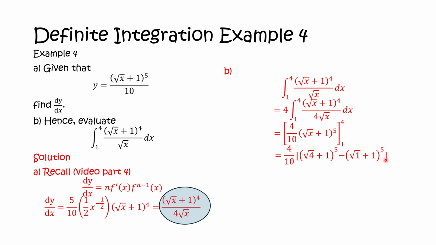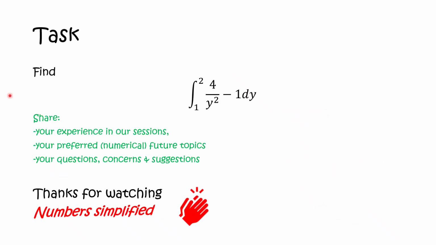Recall, we start with the upper limit, subtracting the lower limit. So in this case, we are going to have that, and then simplifying, we end up having 4 over 10 times 3 to the power 5 minus 2 to the power 5. And that would simplify to 84 and 2 over 5 as our final answer.